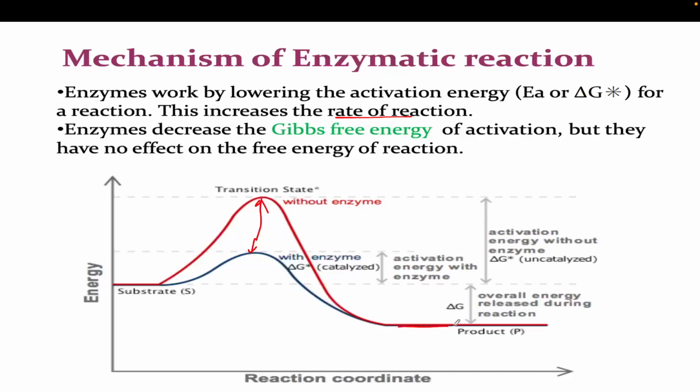Here you can see that both the lines fall to the same level. So this is the overall energy released during the reaction. When one substrate is converted into the product, the overall free energy is not changing in the presence or in the absence of enzyme. Only the activation, the transition state energy, is changing. And because the transition state energy is lowered, the substrate to product conversion is also very fast. So it can increase the rate of the reaction.